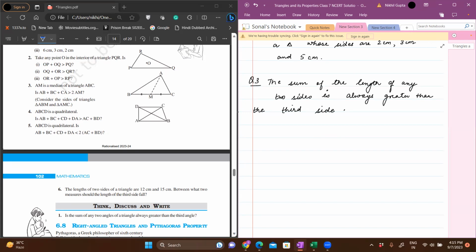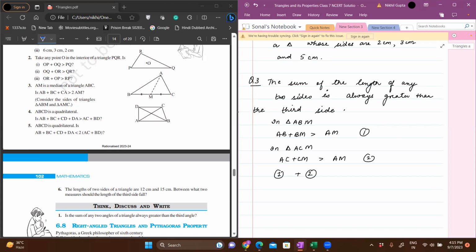So if we consider the triangle ABM, we can write down AB plus BM should be greater than AM. We keep this equation as 1. Now we consider a triangle ACM. Their AC plus CM should be greater than AM. This is 2. Now we can just add 1 and 2 equations.